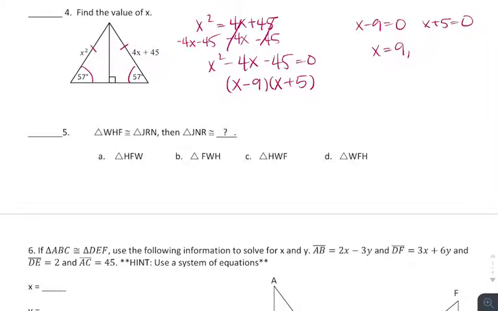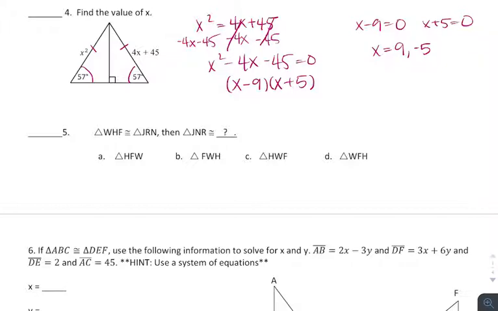So x equals positive 9 or negative 5. Last thing, we just have to plug it back in. So if we plug 9 into our equation, we're going to get both positives for 9 squared and 4 times 9 plus 45. Our second option is plugging in negative 5.